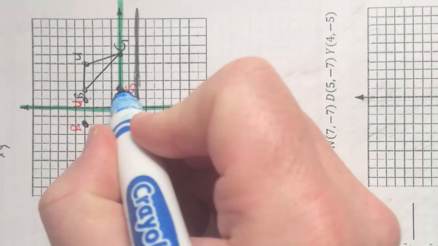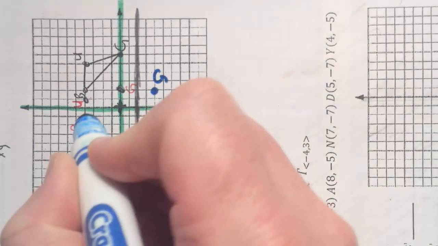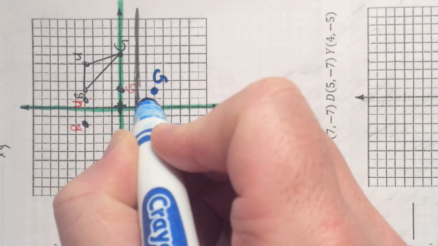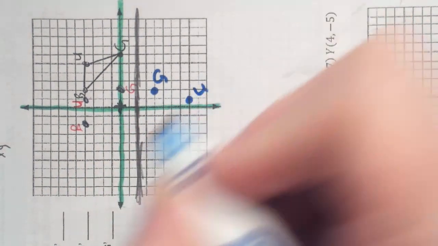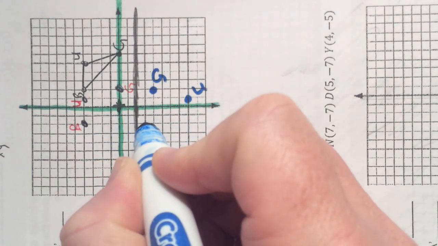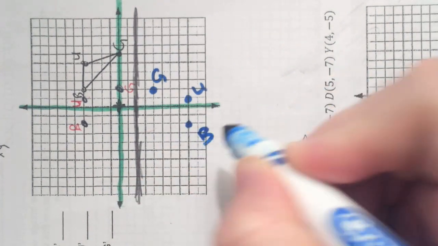So let's do it. G is 2 hops away from the pencil, 2 more hops. There is my new G. U is 1, 2, 3, 4, 5, 6 away, so 6 more. So that's my new U. And then B is 1, 2, 3, 4, 5, 6, and 6 more. And there's my new B.